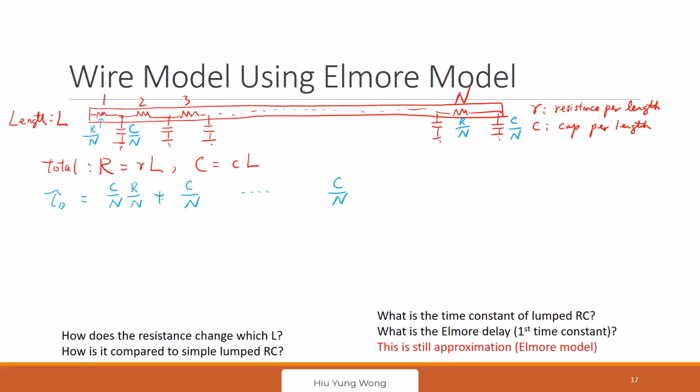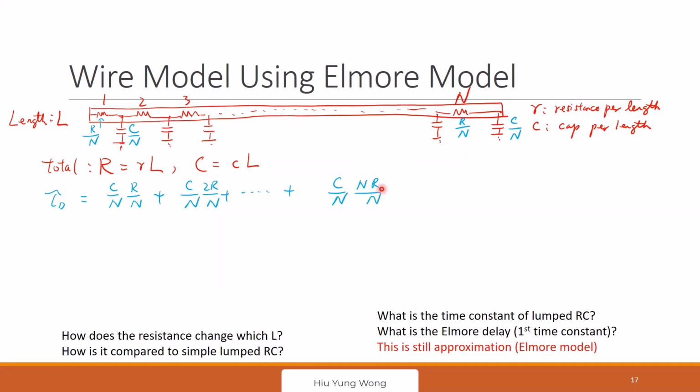Now, how about the shared resistance from the left all the way to the right and from the left to the second capacitor? 2 times R by N. Very good. So you see that basically you just keep adding, until the final one, it is N times R divided by N.